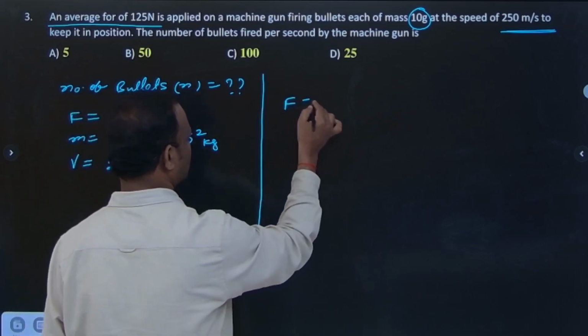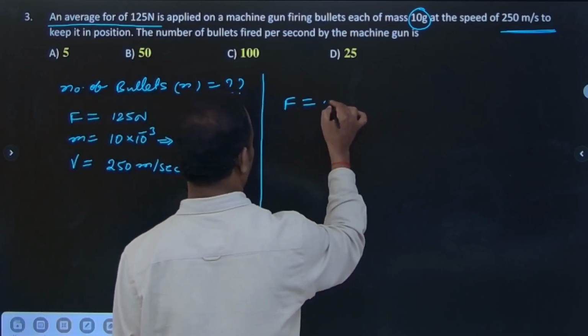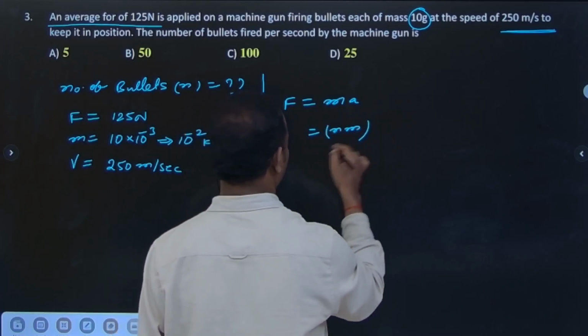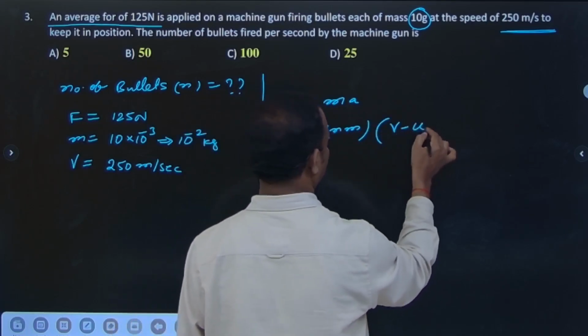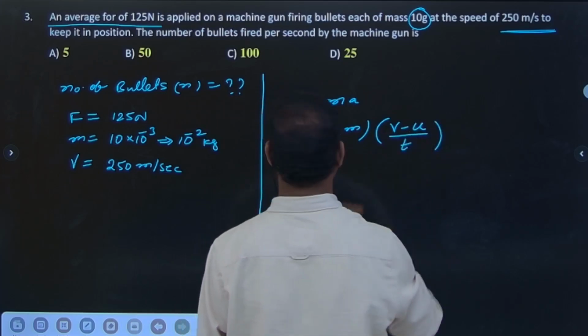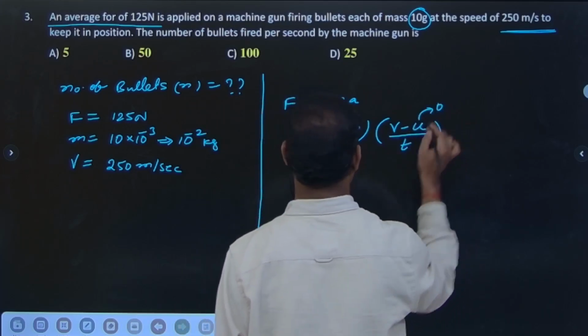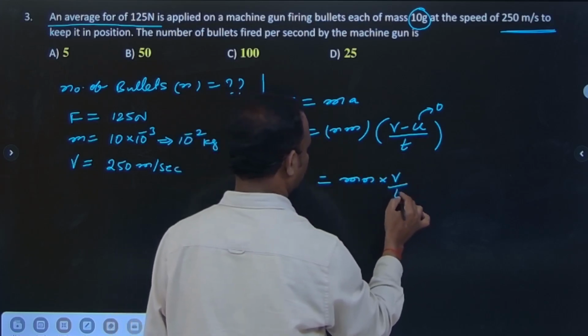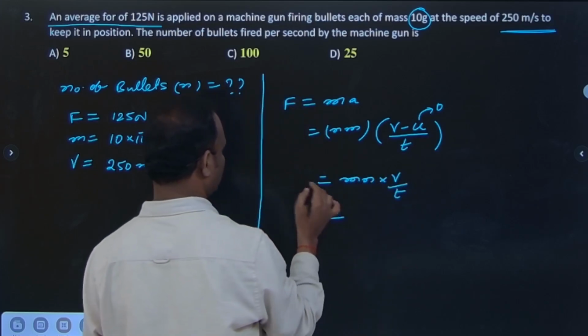The condition is F is equal to m into A. So m means how many masses are there, N. A means the change, V minus U by T. So this starts from rest. Then it is m N into V by T. Okay. So this is F.